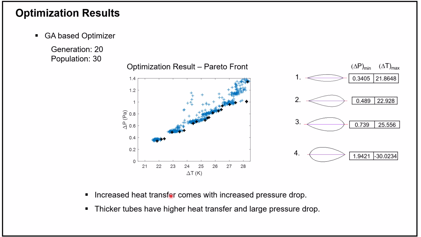This Pareto front, which has delta T on the x-axis and delta P on the y-axis, shows that increased heat transfer comes with increased pressure drop. As the tubes become thicker, the heat transfer increases as well as the pressure drop. So if you want minimum pressure drop and minimum pumping power, you can go for this almost biconvex shaped tube. But if you're okay with slightly higher pumping power, then you can go for these teardrop shaped tubes, which yield higher delta T as well as higher delta P. Thank you.